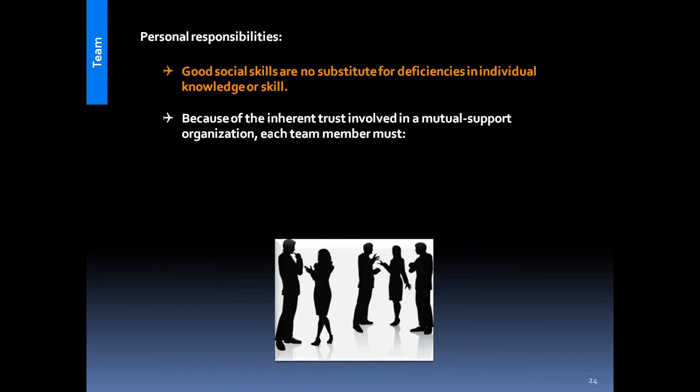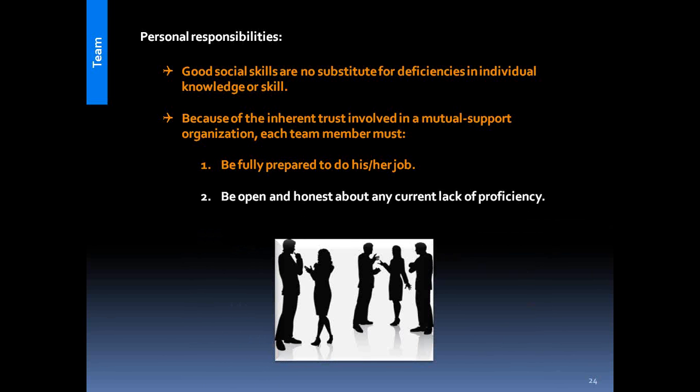Because of the inherent trust involved in a mutual support organization, each team member must be fully prepared to do his or her job. Be open and honest about any current lack of proficiency. So you get out to the airport, and let's say you're going to take some friends flying, and that day you're just not up to speed, so your proficiency is lacking. Very tough to tell everybody, you've rented the airplane from the rental operation, everything's all set to go. Very tough to tell them, hey, I just shouldn't be flying today, so therefore we aren't. But you've got to fess up as a teammate that that's the situation. So that's an example there.